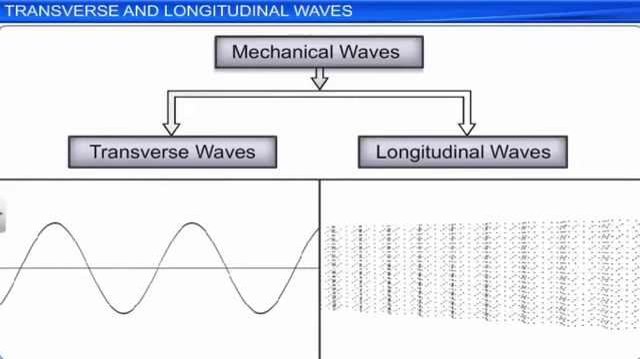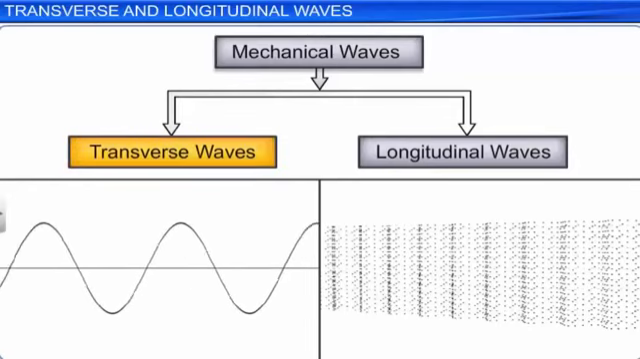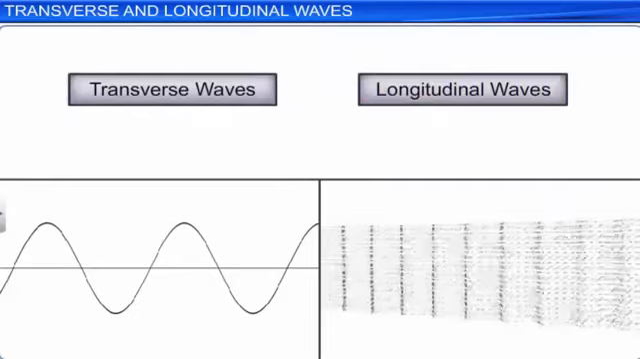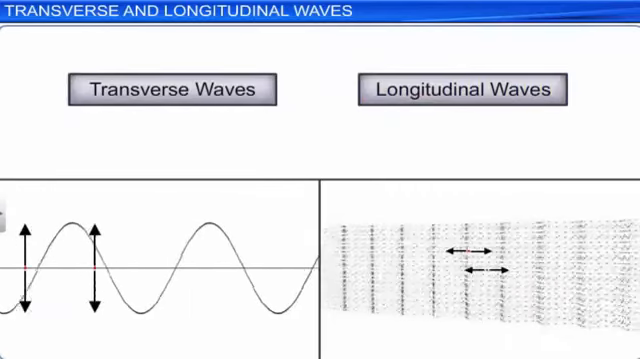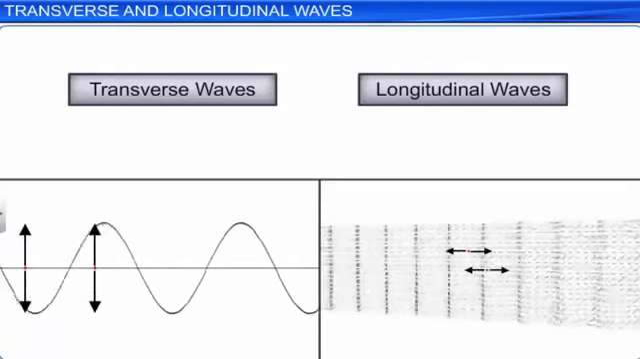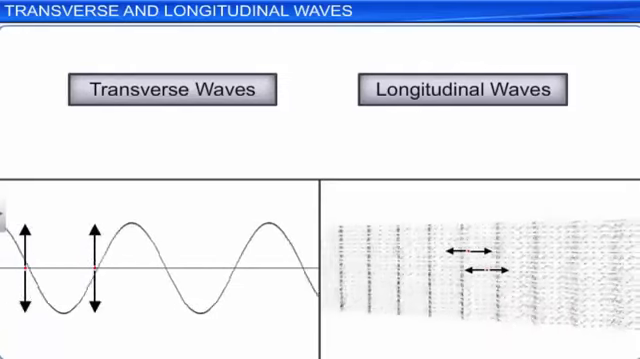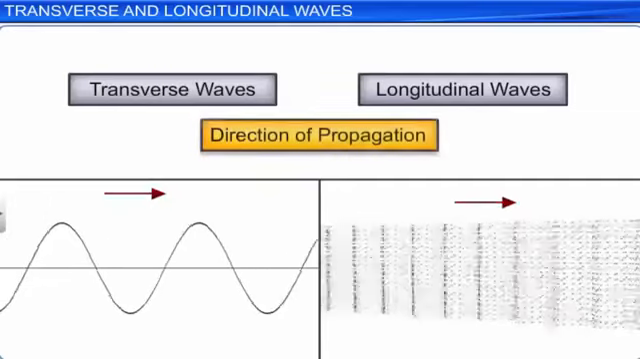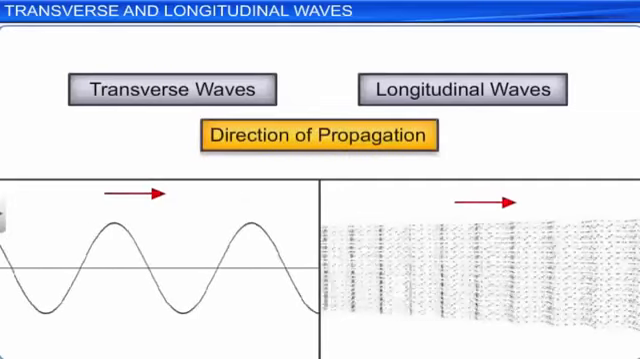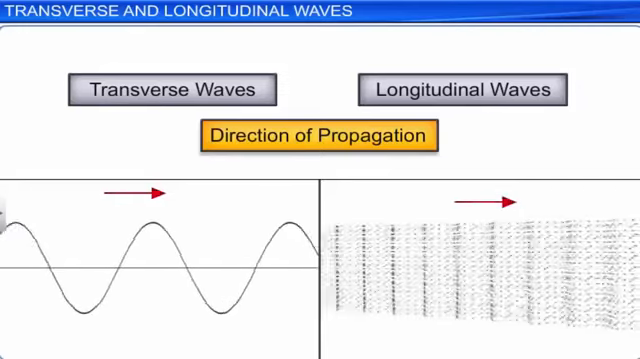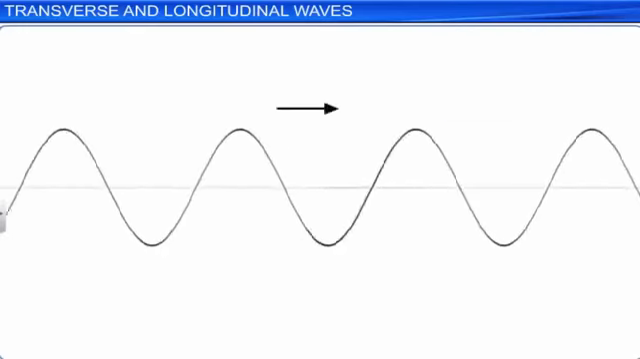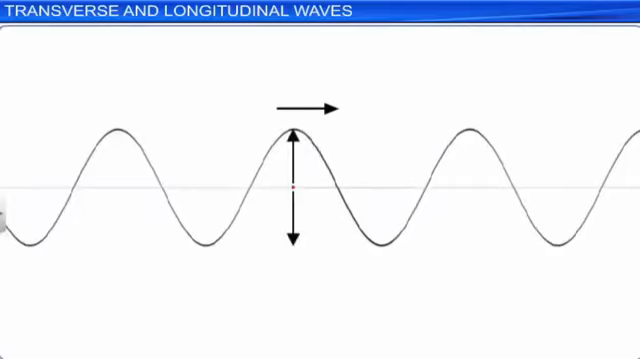Mechanical waves can be either transverse or longitudinal. This depends on the relationship between the direction of displacement of the particles in the medium and the direction of the propagation of the disturbance or the wave. In a transverse wave, the particles of the medium vibrate in a direction normal to the direction of the propagation of the wave.